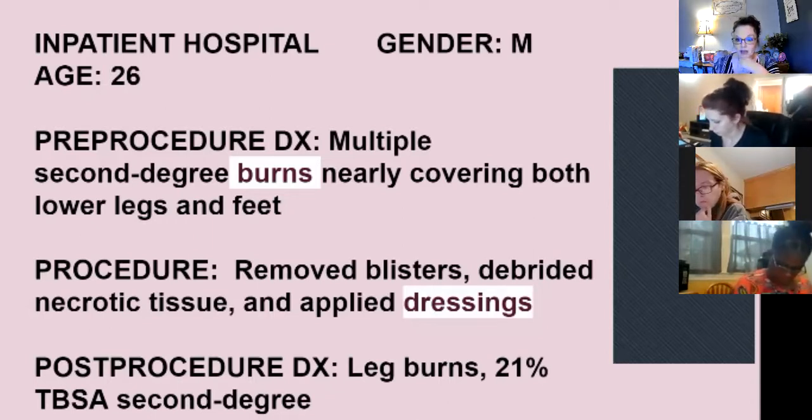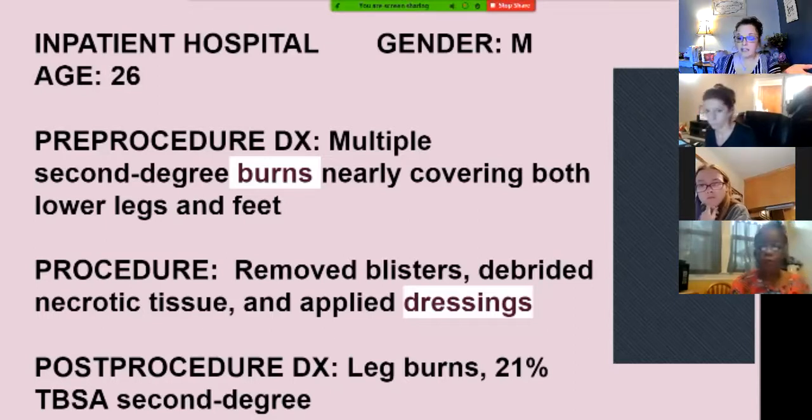Okay, you guys see what I've highlighted here. So this is obviously a burn, correct? So we know what we're looking for.